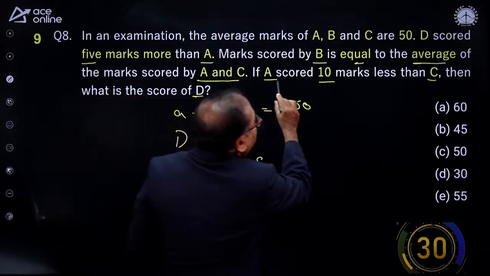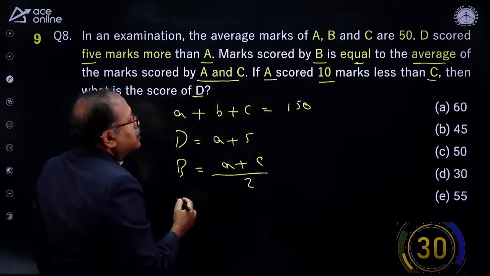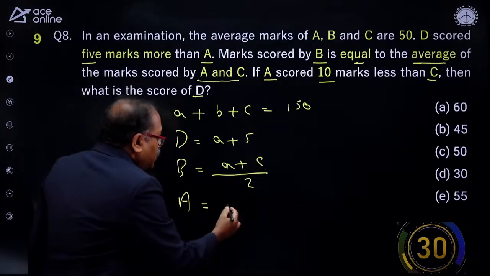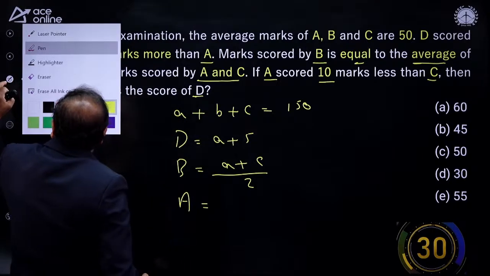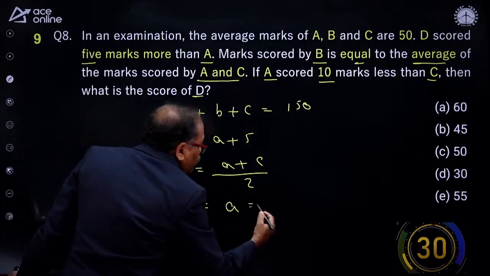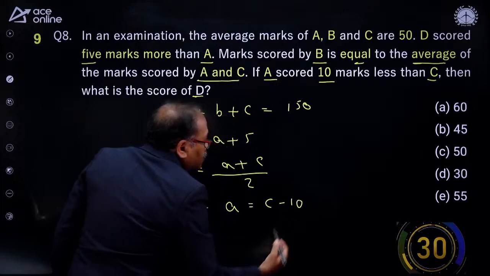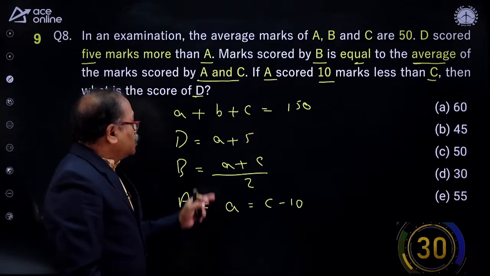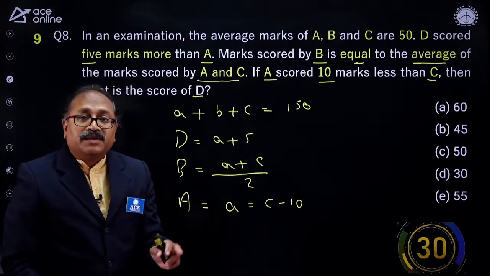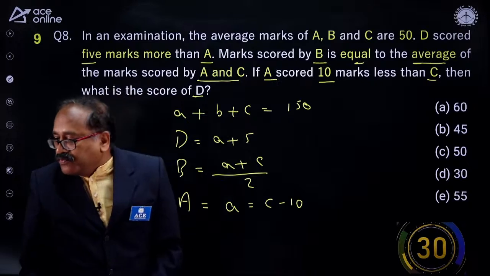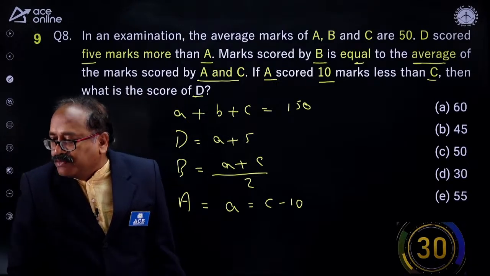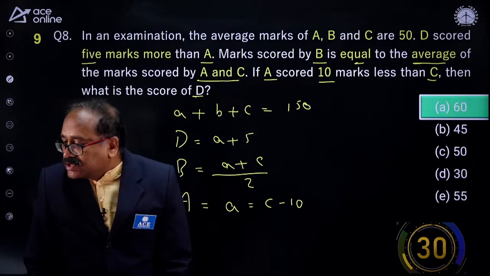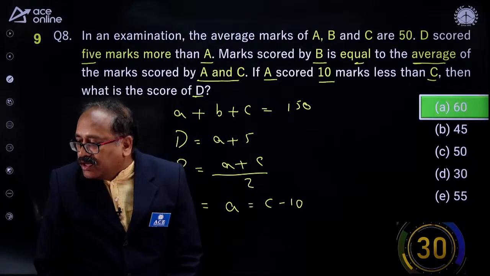Is there something else? A's score is 10 less than C. That means A is equal to C minus 10. What is your question? What is the score of D? The moment you get A, you will get D, A plus 5. Some of you have answered option C, 55. Let me check your answer. 60 is the answer, my young friend. 60 is the answer.